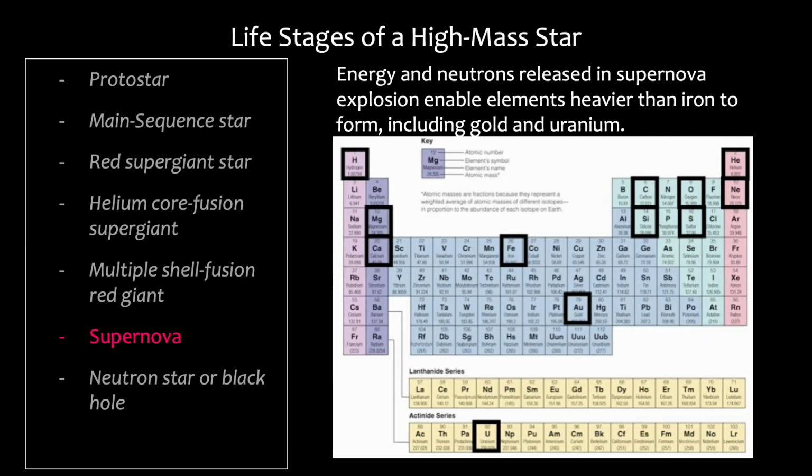Here is a periodic table of elements. Pay attention because we will refer to this information again later on. We can also have a fun discussion here. Energy and neutron release in a supernova explosion enables elements heavier than iron to form, including gold and uranium. This simple statement reflects so much of what's going on in this universe.